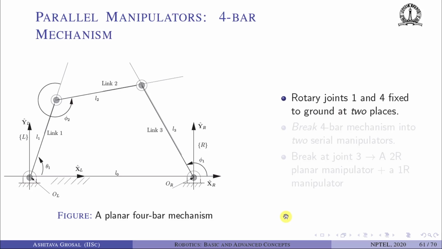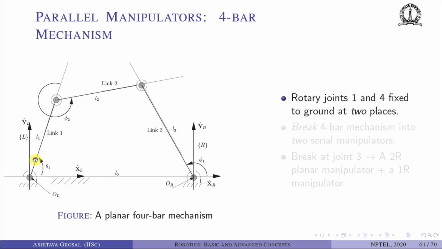Okay, the simplest possible parallel robot is actually a 4-bar mechanism. It is a 1 degree of freedom mechanism. So basically I have one link here, link 2, link 3, and then there is a fixed link. It consists of 4 rotary joints, 1, 2, 3, and 4. So it's a closed loop mechanism.